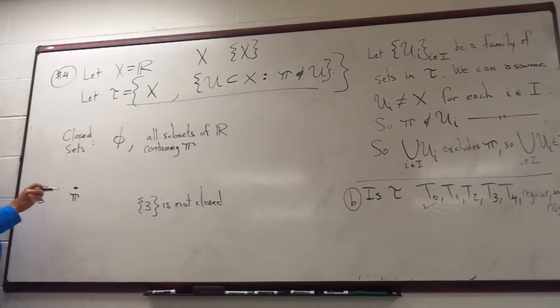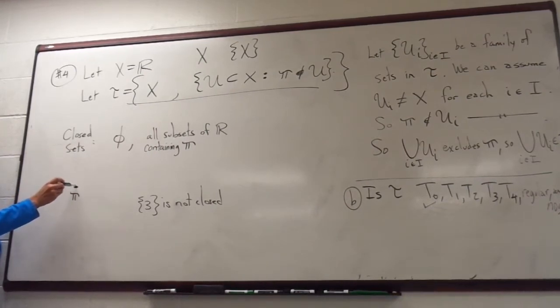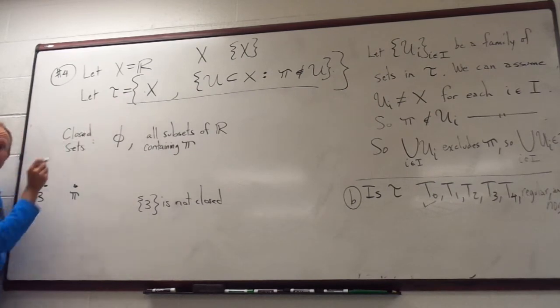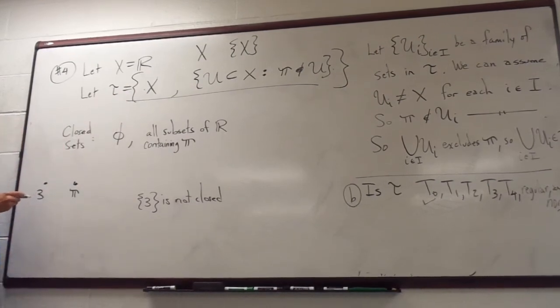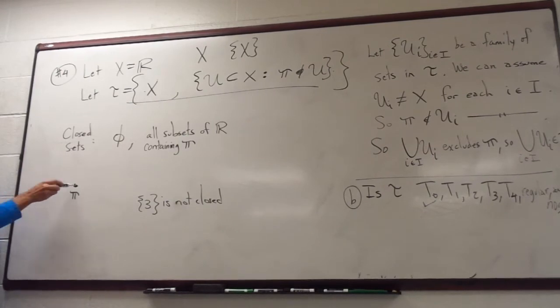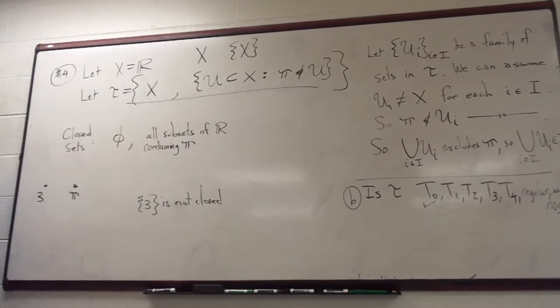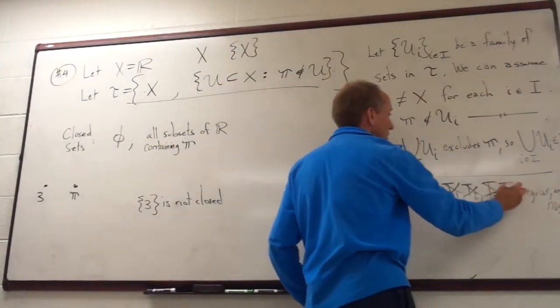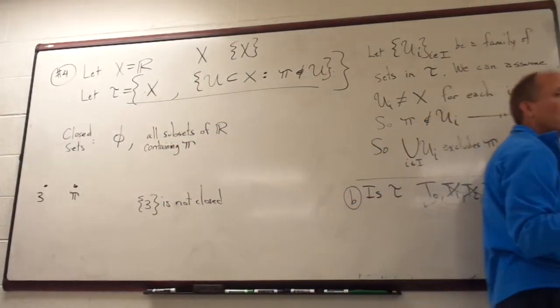Alternatively, you could just use the definition and say, look, here are 2 distinct points. You cannot find an open set that contains this one, but not this one, because the only open set that contains pi is the whole X, which also, of course, contains 3. So the way I defined this topology, this is not T1. So if it's not T1, then none of these others are going to work. It's only T0.